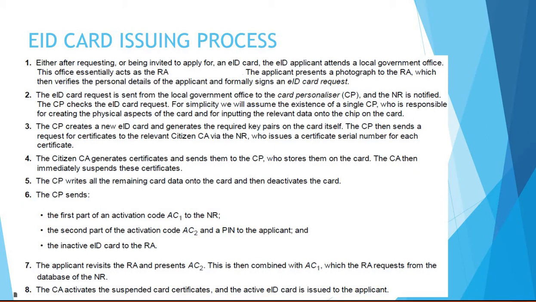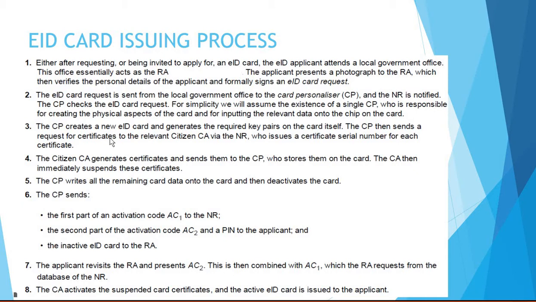Then after that, from the local government office, it will go to the card personalizer. Okay, it will go to CP. And the national registry also will get notification about it. NRS refers to national registry. They also will get notified about it. Okay, so after that, what will happen? The card personalizer, they will create a new ID card.